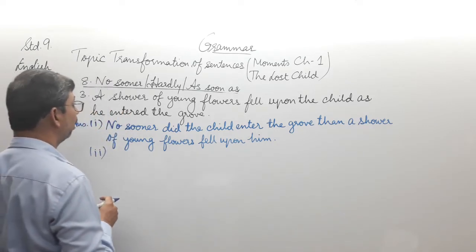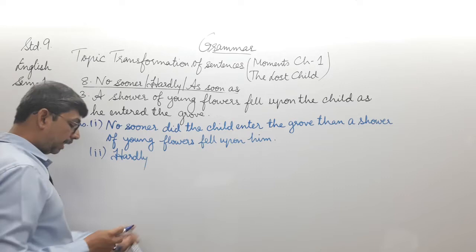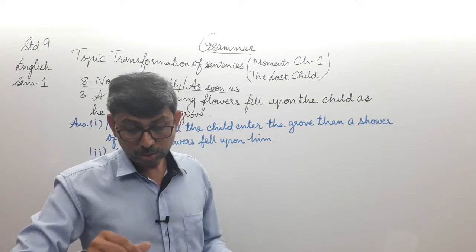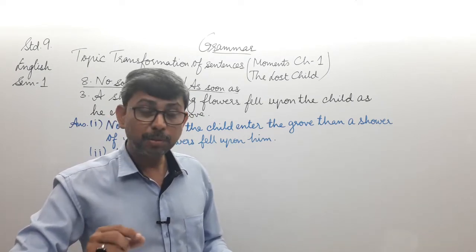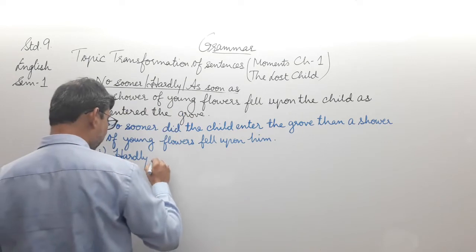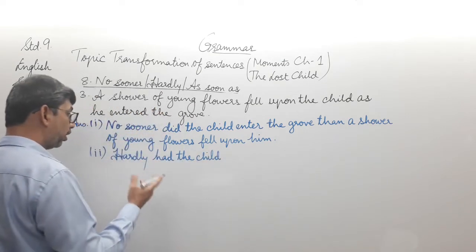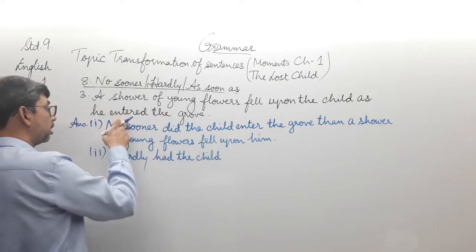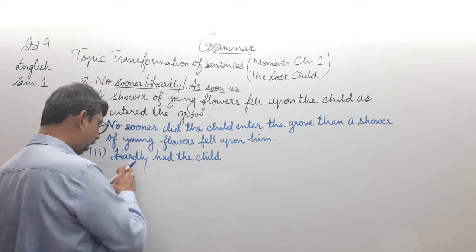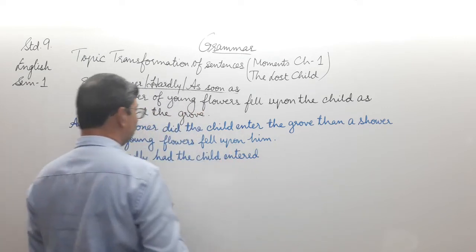Next one, making use of the word hardly. Acknowledge this very well, understand this very well. Hardly. So once again we are going to recall the same rule that we used in the previous two sentences, when we practiced the use of the word had and the past participle form of the main verb. So hardly had the child, note it down, hardly had the child. What is the action? We have the main action, entered. So entered is, here it is simple past, but when we acknowledge this in the answer, we have to understand that it is past participle. So hardly had the child entered the grove.